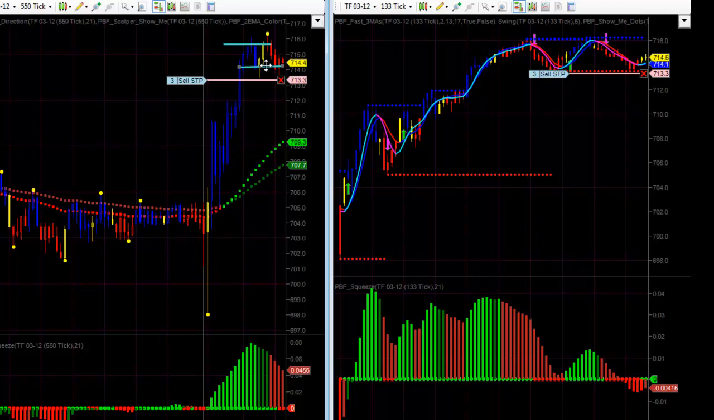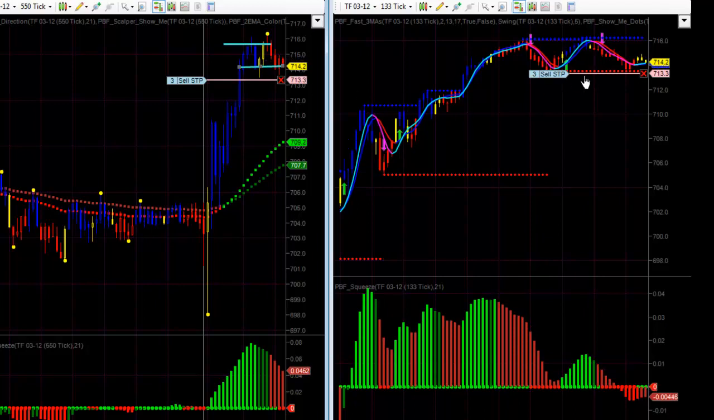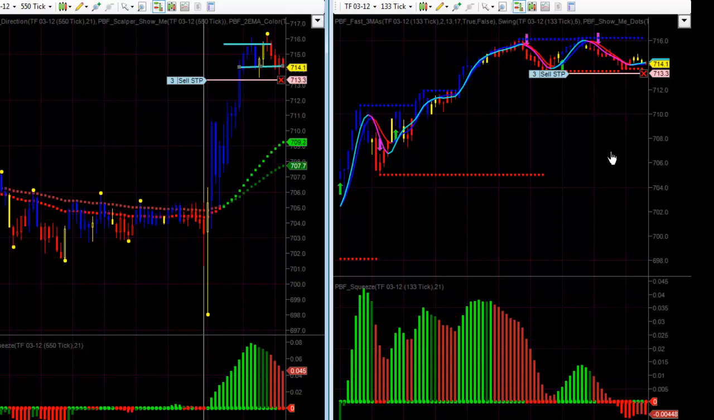Okay, this is what we talk about: being patient, sitting on your hands. We want to make sure we get confirmation below that swing low. We don't tell ourselves, well, if we're going to get in here, why not get a better price up here, a better fill for a short. This is a little bit more confirmation for us, so we've got to wait to see if this gets taken out.